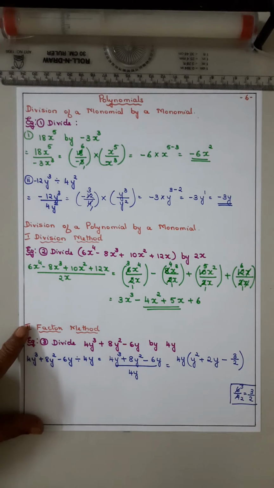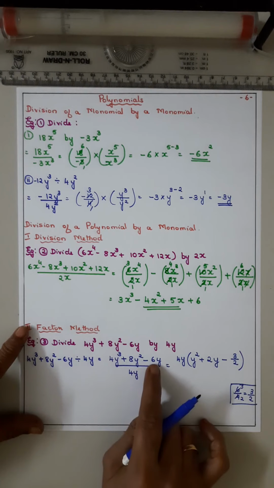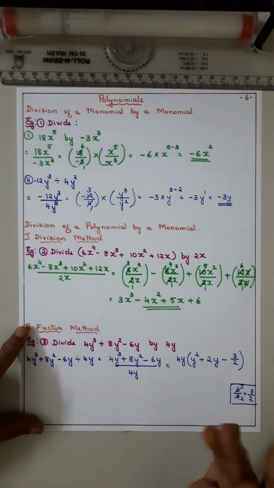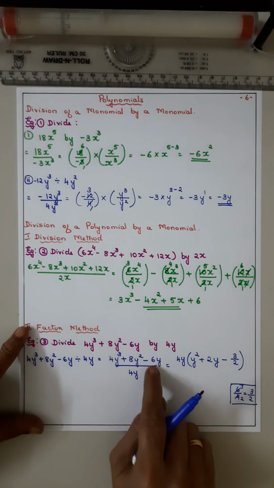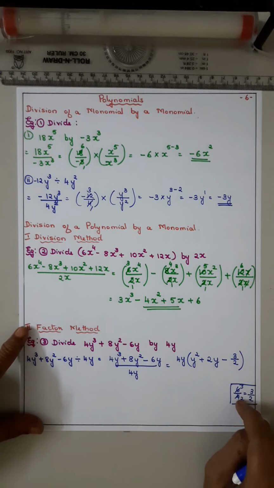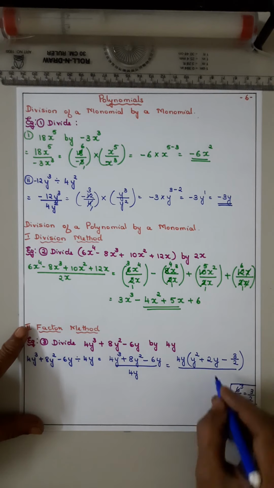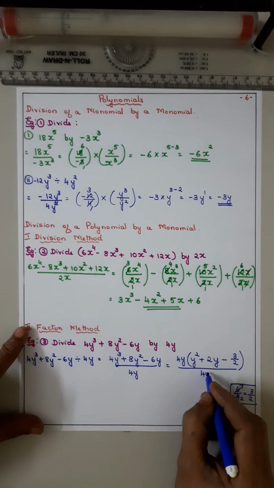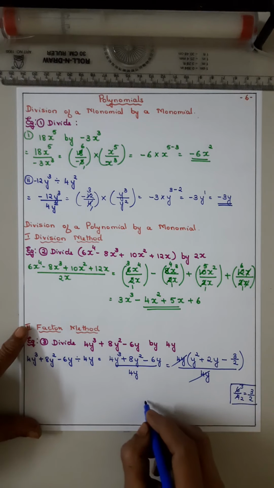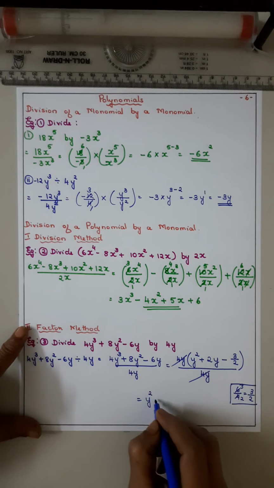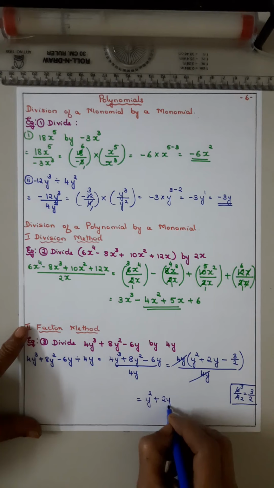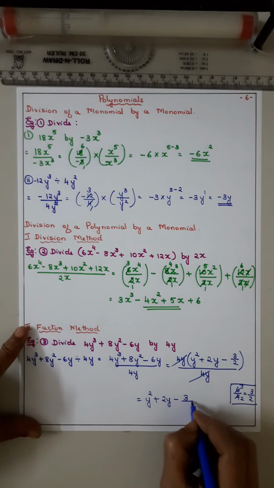And here everything is taken out, the full y is taken out. Pay a little attention here. When you take 4 outside from 6, how much is remaining? 6 divided by 4, cancel, 2 twos are 4, 2 threes are 6, that is 3 by 2. And now in the denominator we have 4y. This 4y gets cancelled. So the final answer will be y squared plus 2y minus 3 by 2.